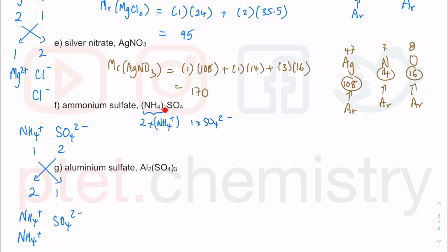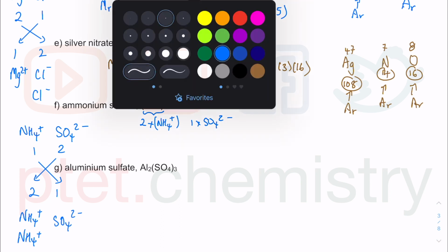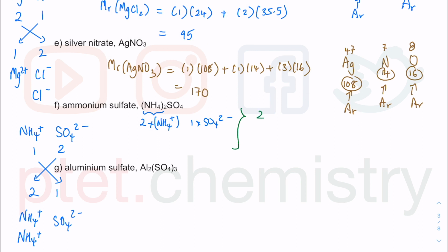This thing in the bracket means 2 lots of that, and therefore there's 2 of that and 1 of that. So that means altogether what I have is I have 2 times nitrogen, I have 8 times hydrogen, 1 times sulfur, 4 times oxygen. Hope you can count all of that because you have 2 times nitrogen, or you can imagine 1 plus 1 is 2 times nitrogen, 4 hydrogen and 4 hydrogen, so 8 hydrogen.